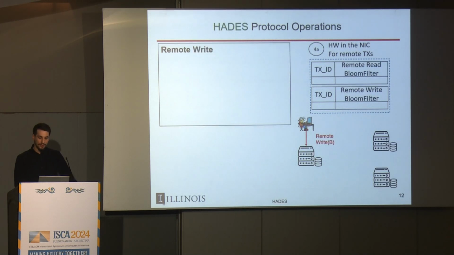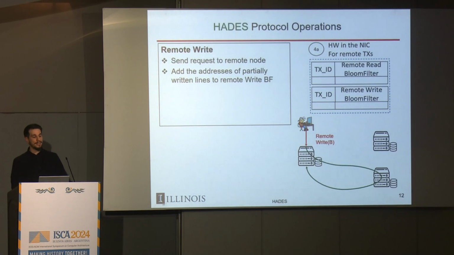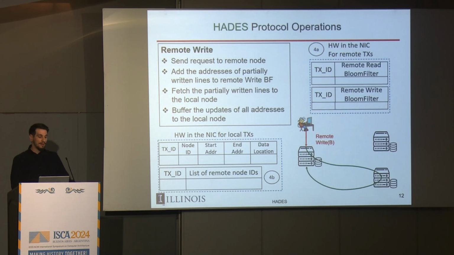A remote write works very similarly. We send the request to the remote node. We add the addresses of the partially written cache lines to the remote write Bloom filter. We fetch the partially written lines to the local node, and then we buffer the updates of all addresses to the data structure that lives in our own NIC.